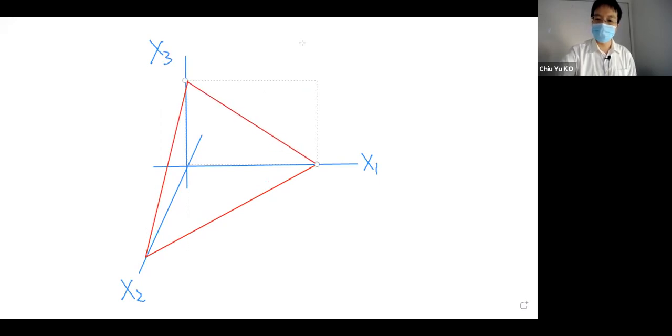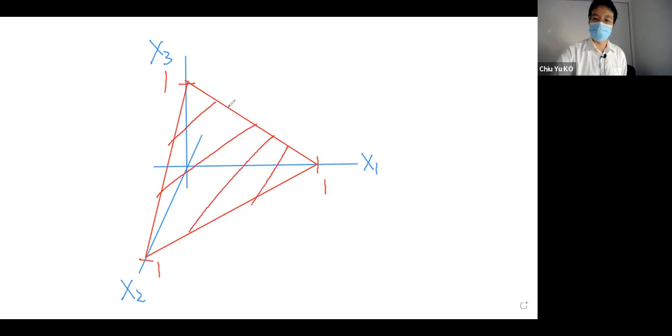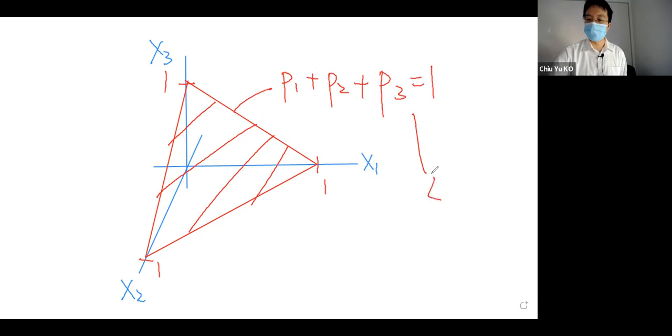Okay, and this is 1, this is 1, this is 1, and this is all the plane. Only the outermost one is the plane, the plane where P1 plus P2 plus P3 is 1, and this is the 2-simplex. That is the notation we use. Why do we use it? Math people use what we call the simplex, and we just inherit it from that. It's a unit simplex.